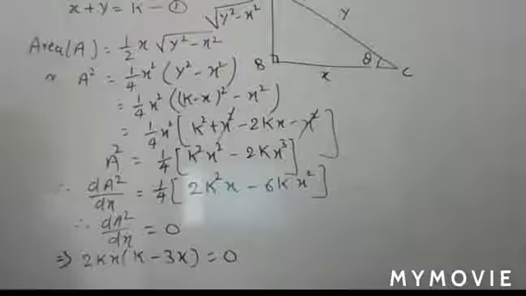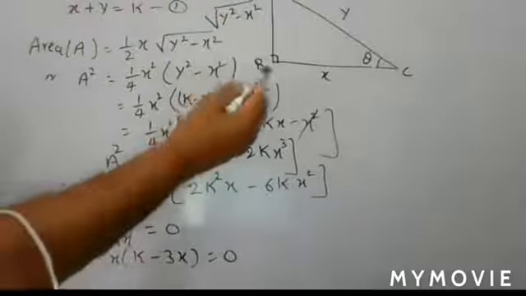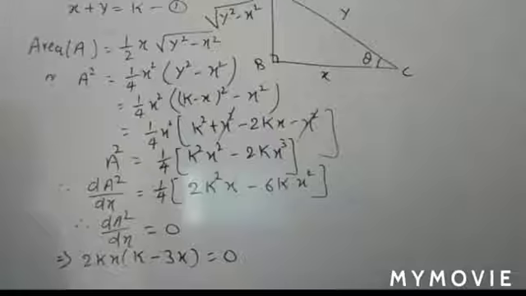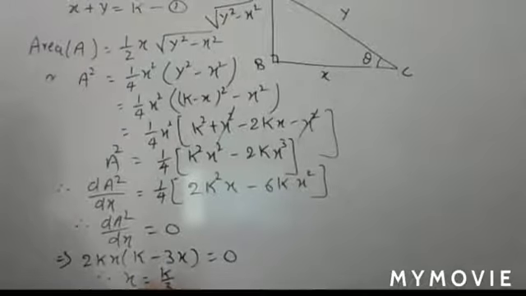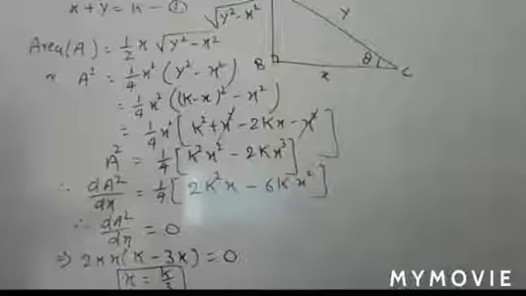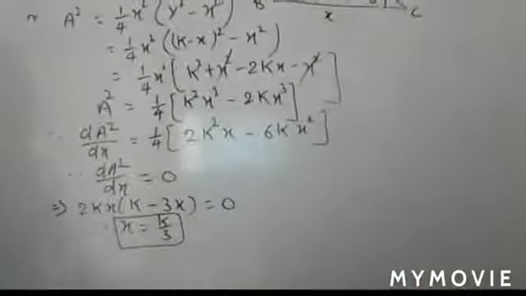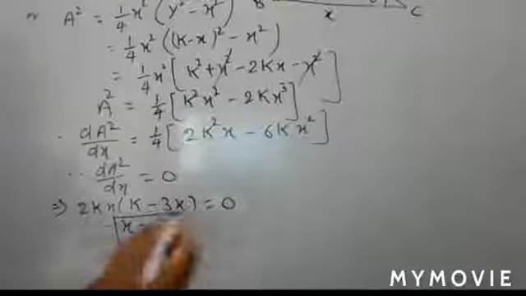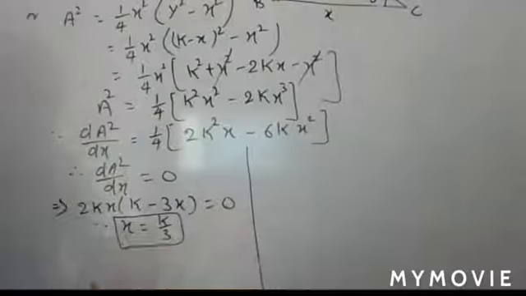Yes, sir. Okay. So x can never be 0. If you take x as 0, your triangle is diminished. So in this case, the value of x is equal to k upon 3. In this way, you have the value of x, the critical point. Now proceed.